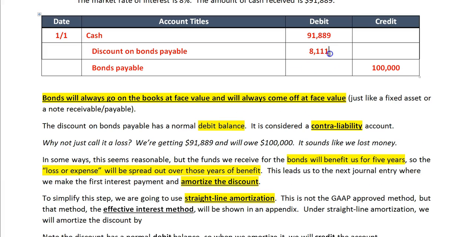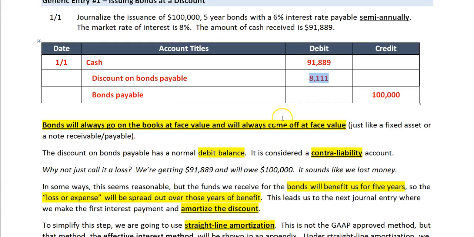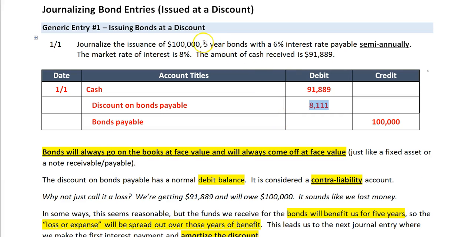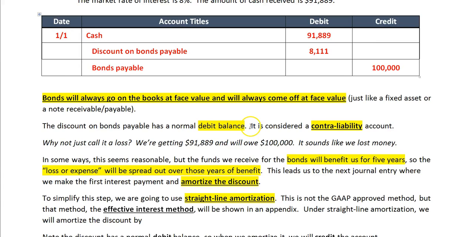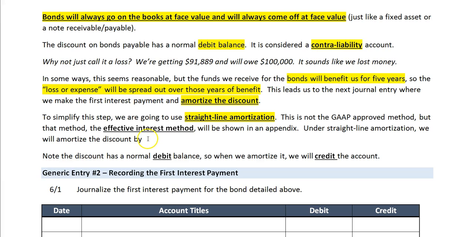We're going to take the total amount of the discount divided by the total periods in this bond's life. It's a 5-year bond, but it's paying semi-annually, so there's going to be 10 different periods, 10 different interest payments. So we're going to take the total divided by the total number of interest payments. So 8111 divided by 10.